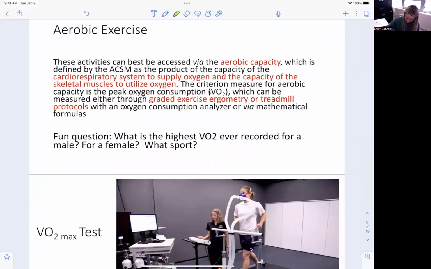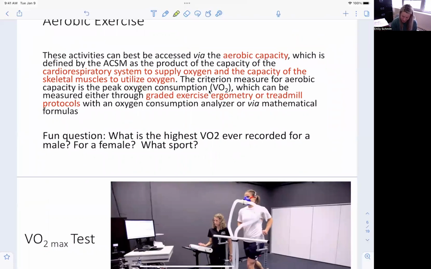So aerobic exercise can be best assessed via the aerobic capacity, which is defined as the product of the capacity of the cardiorespiratory system to supply oxygen and the capacity of the skeletal muscles to utilize oxygen. So the reason why this is in red is this is a really important concept to kind of work out in your brains. So cardiorespiratory system to supply oxygen. So we're supplying oxygen to the skeletal muscles to utilize that oxygen to carry out activity, or in this case, to carry out aerobic metabolism. So the way that we as exercise physiologists measure this is through a graded exercise or treadmill protocol. Ergometry, this means a bike. So we either do it on a bike or a treadmill.